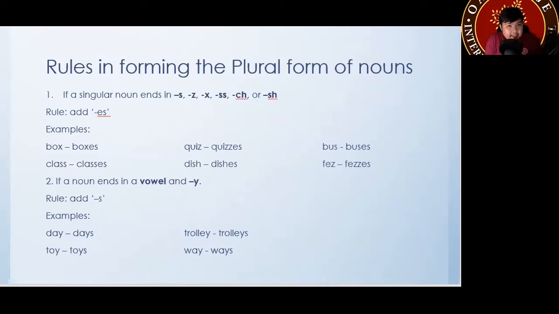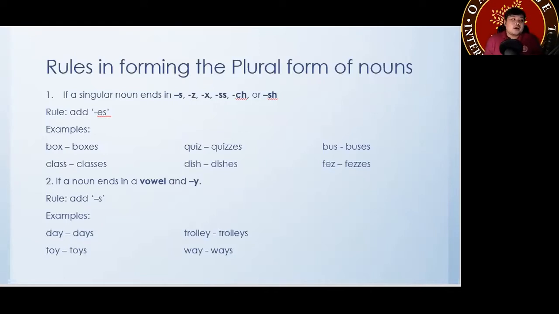If they end in just one z, make sure that you double the z first before adding es. Example, quiz. Quiz is Q-U-I-Z, just one z. Before you add the es, double the z first. Quizzes, dishes, buses, and even fez. What's a fez? A fez is basically a small hat.